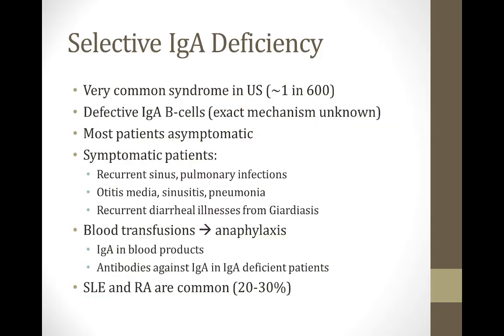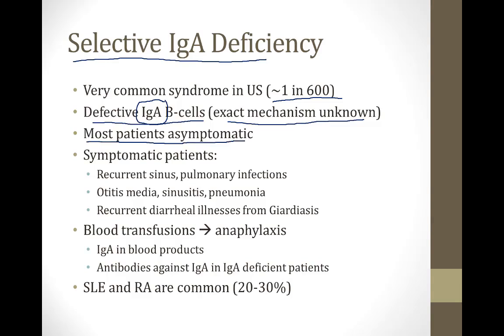The next immune deficiency syndrome we're going to discuss is selective IgA deficiency, and this is relatively common in the United States. It's estimated that about 1 in 600 people have this condition. People with selective IgA deficiency have defective IgA producing B cells. The exact mechanism is not known, but the underlying problem is that they cannot produce IgA antibodies. Most patients with this condition are asymptomatic and they aren't aware that they have the deficiency.